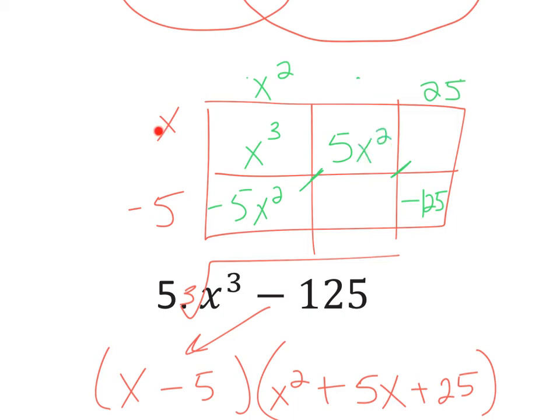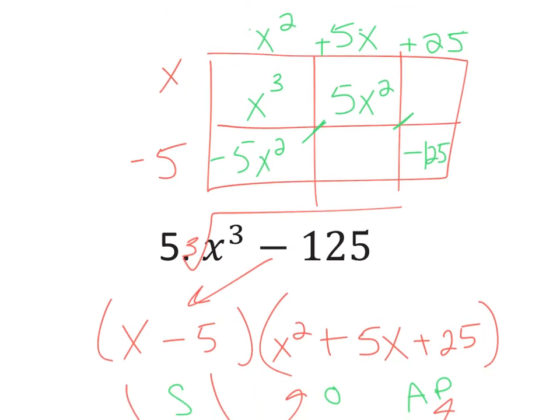Well, let's think. X times what gets me 5x squared? That would have to be 5x, positive 5x. So if you see, that's how we get our answer here. This is the first, and then this is the second parenthesis.